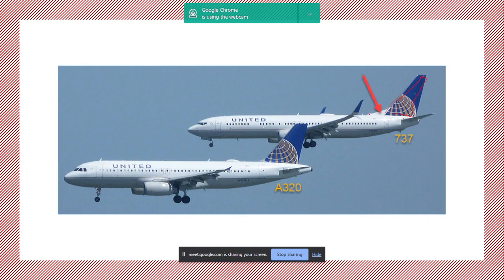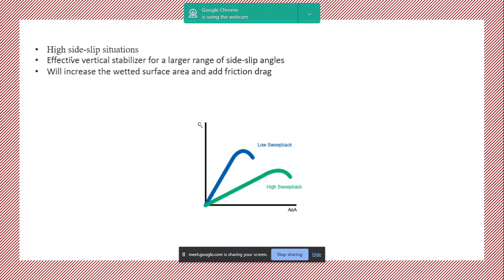So you have another section here which has a higher sweep angle. It's swept back more. This portion of the vertical stabilizer allows you to have your control, your stability. Okay, so it is only beneficial in high side slip situations. What are high side slip situations? One is of course the crosswinds, high crosswinds while takeoff and landing. But what is the other situation?